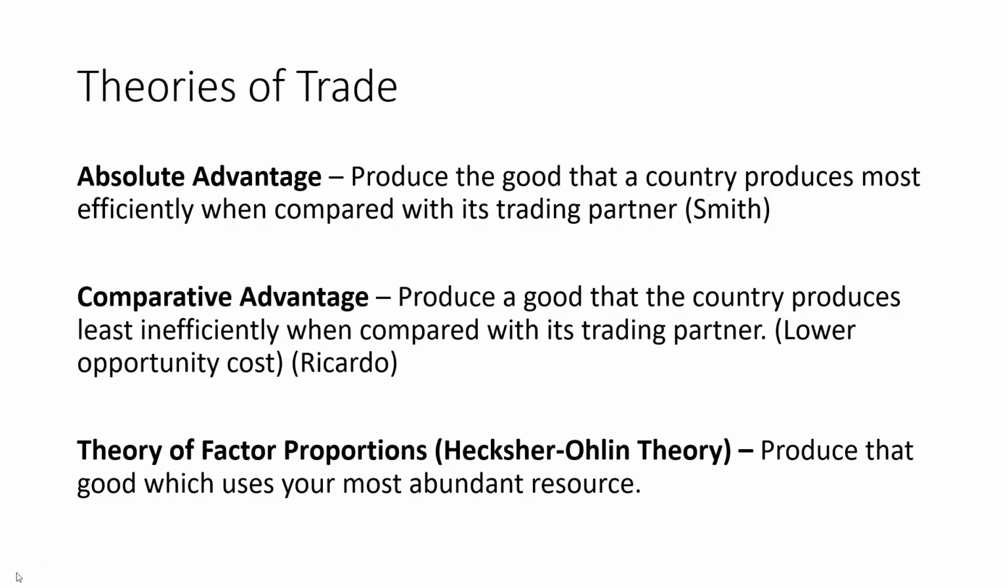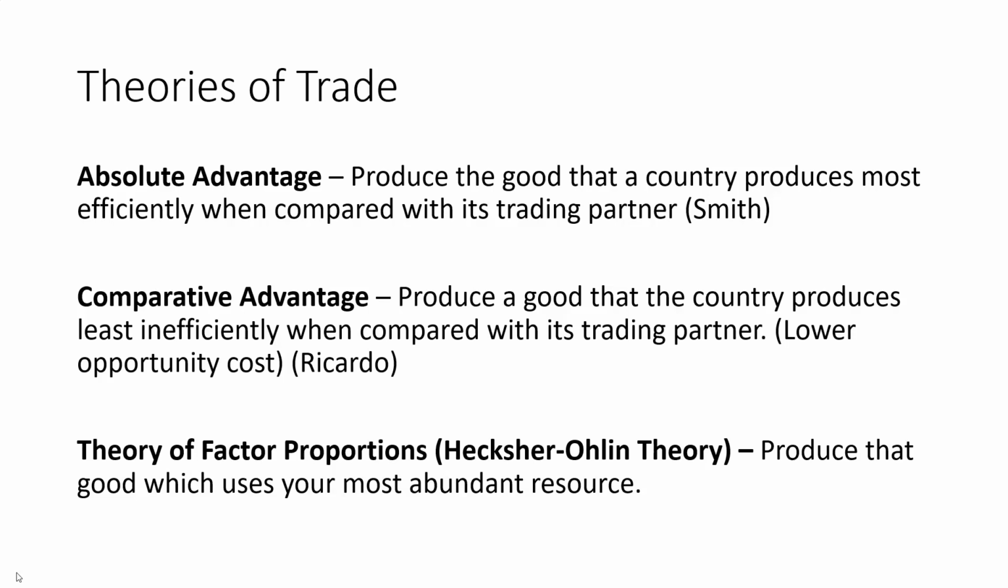Shortly after the theory of absolute advantage, another British economist by the name of David Ricardo proposed the theory of comparative advantage. The theory of comparative advantage tells us that a nation should produce that good which it produces least inefficiently when compared with its trading partner. Now, I know that's grammatically incorrect, but let's go with it this way. We'll see in a moment what happens if a nation does not have an absolute advantage.